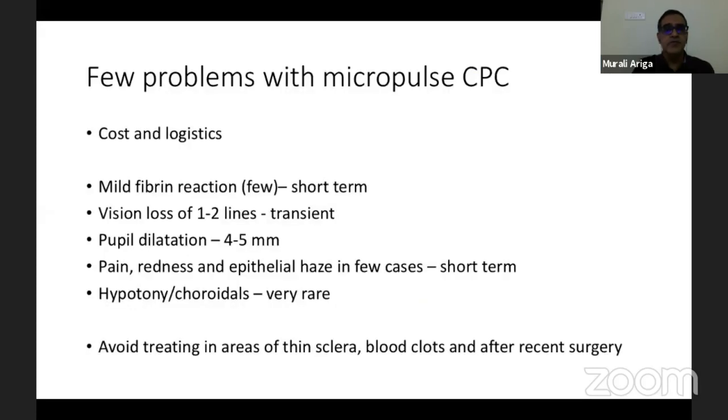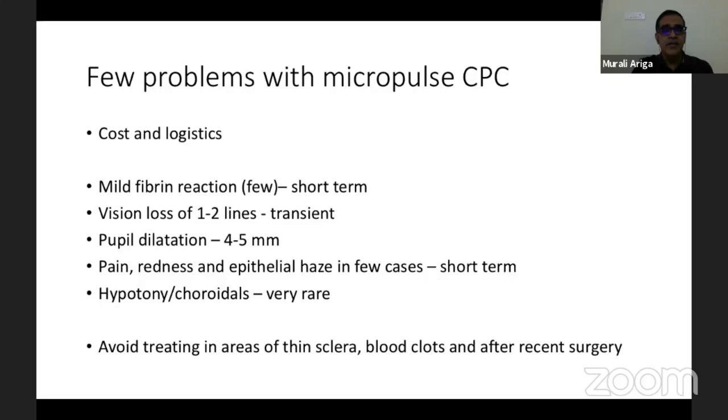There are a few problems with cost and logistics in the Indian scenario. We do get a few iridocyclitis. Some patients experience a vision loss of one or two lines. The pupil sometimes remains dilated. But the serious complications like choroidals and hypotony, I have not seen.